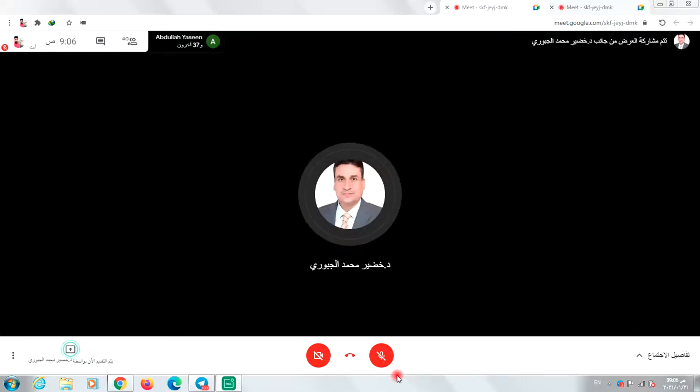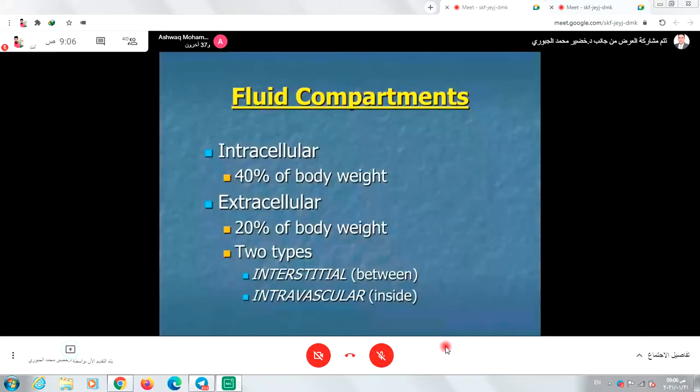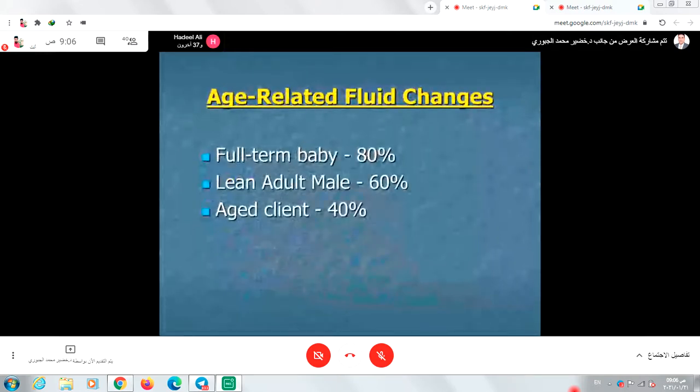20% of the body weight. Two types of the extracellular: the interstitial, between the cells, and intravascular, within the vascular system. The age-related fluid changes: full-term baby, about 80% of the total body weight is fluid. Lean adult male, about 60%, while the aged one, the elderly people, about 40%.